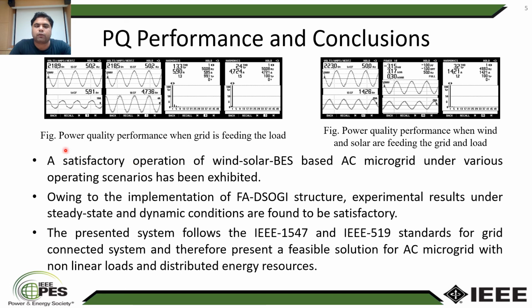The following conclusions can be made from the above discussion. A satisfactory operation of wind solar BES based AC microgrid under various operating scenarios has been exhibited. Owing to the implementation of the FA-DSOGI structure, experimental results under steady state and dynamic conditions are found to be satisfactory. The presented system follows the IEEE 1547 and IEEE 519 standards for a grid connected system, and therefore presents a feasible solution for an AC microgrid with non-linear load and distributed energy sources.